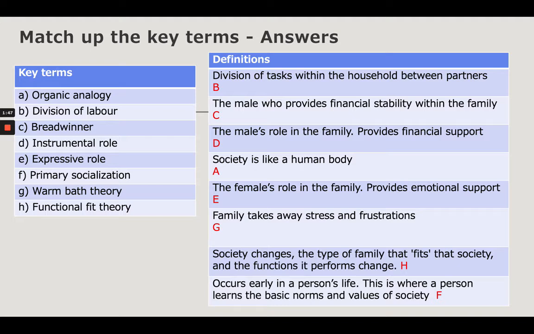So well done if you got all of those correct. If you didn't, that's okay. Just ensure that you do have the correct answers, so when you do go back on your notes, you have the right information.